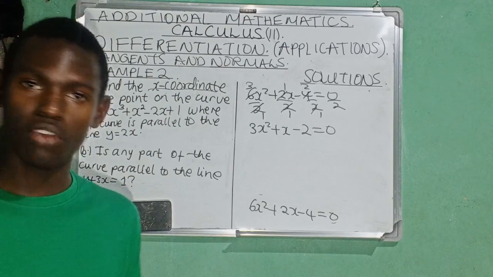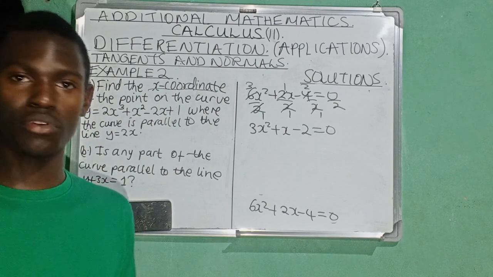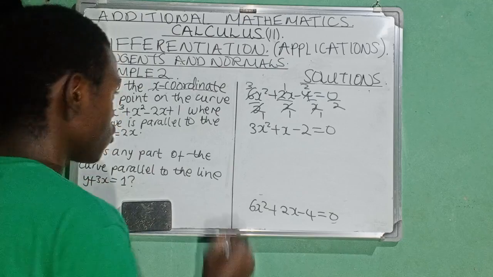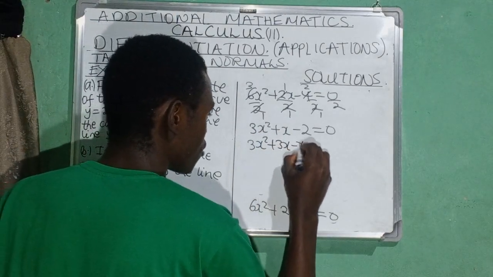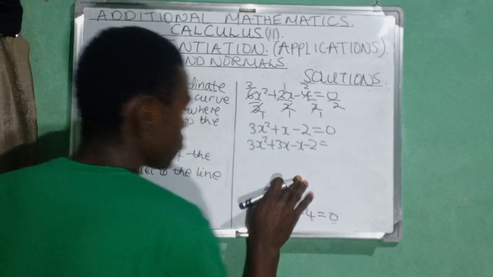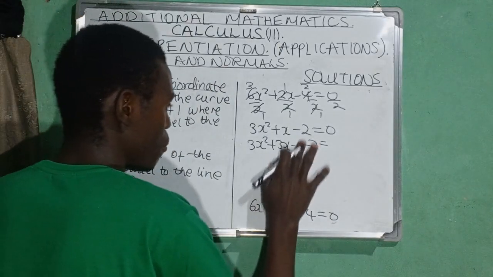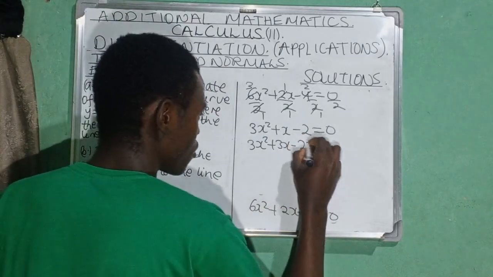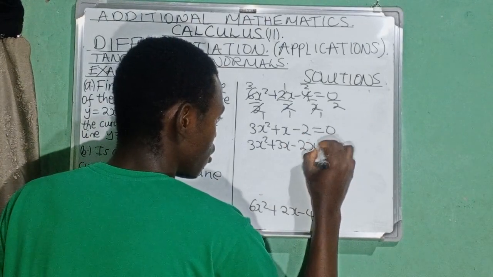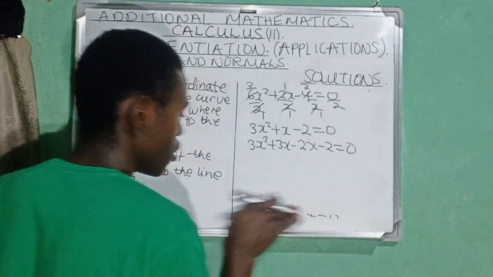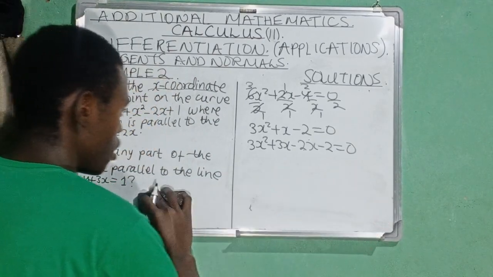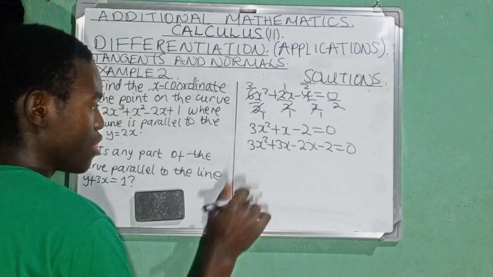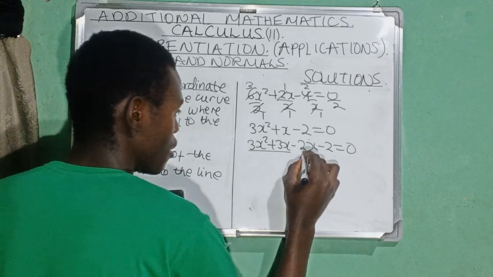When you multiply them, they'll give you negative 6. When you add them, they will give you a positive 1. So this is going to be 3x squared plus 3x minus 2x minus 2 is equal to 0. And then we clean up down there. After we form something like this, we factorize by grouping.